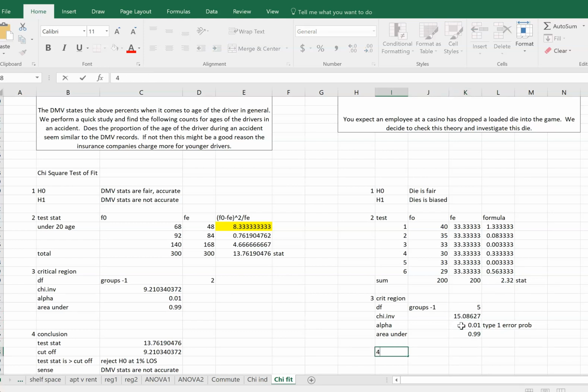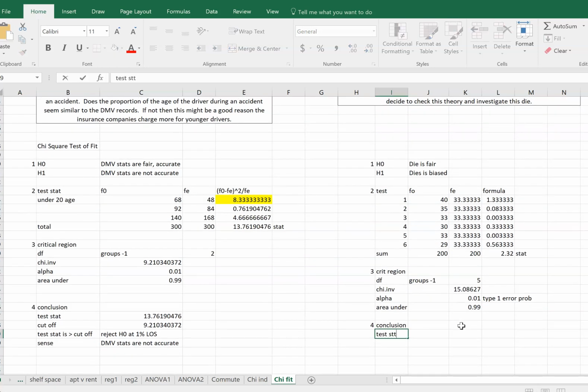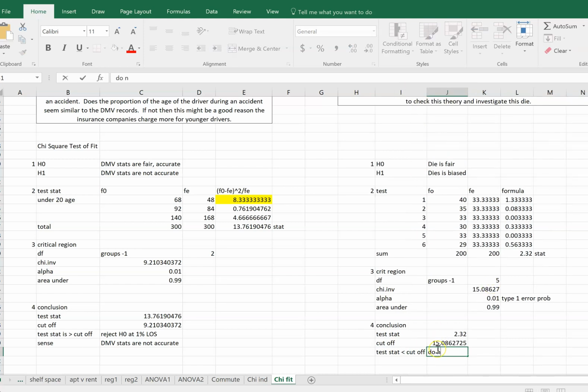So again, step 4, my conclusion. What do we have here? Well, we have the test stat. That's easy to see. The test stat I got was a 232. My cutoff, in this case, was a whopping 15. In this case, my test stat is less than my cutoff, and that tells me I will not reject. I do not reject H not at 1% LOS.